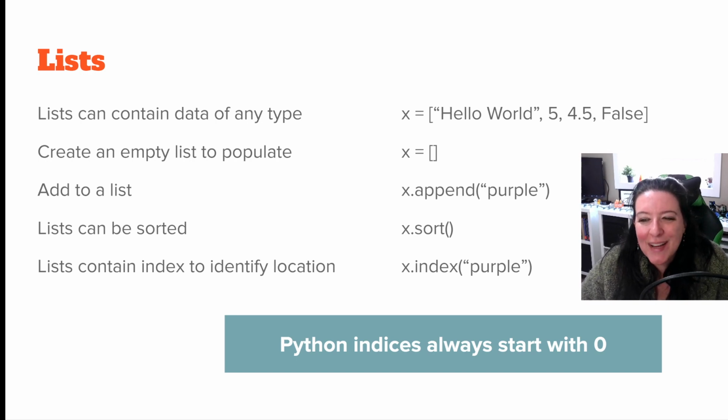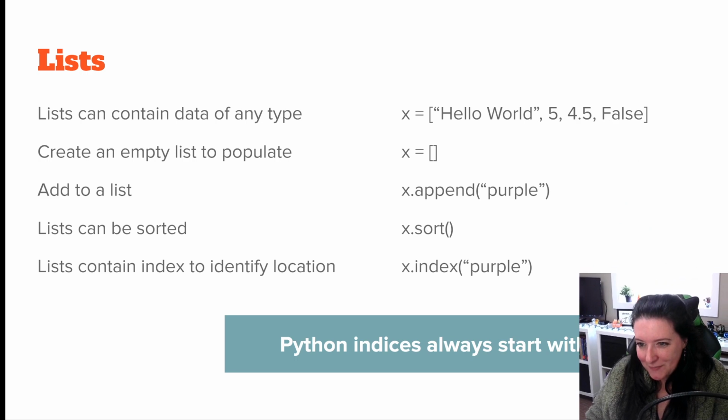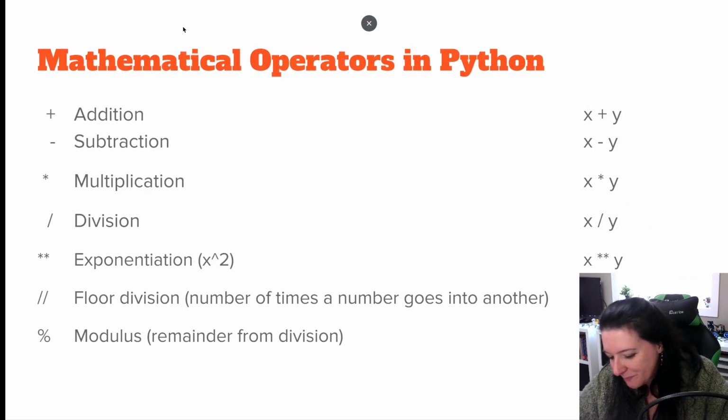Python indices always start with 0. So that's an important thing to remember, especially as we're doing things like building loops and ranges. All right, I'll put my face back down here. Let's go back into Python.